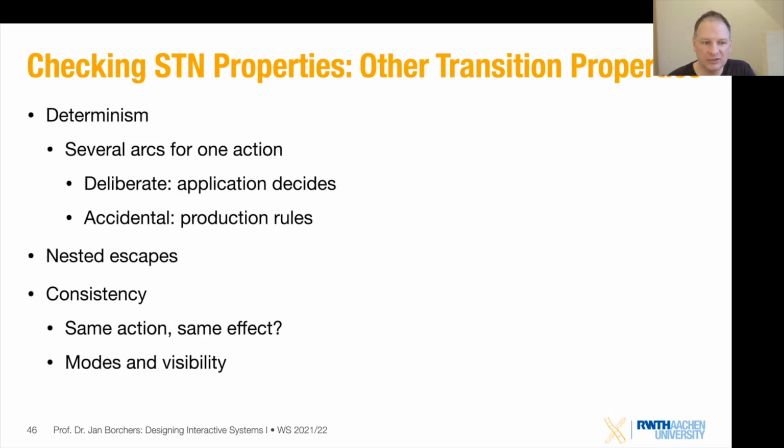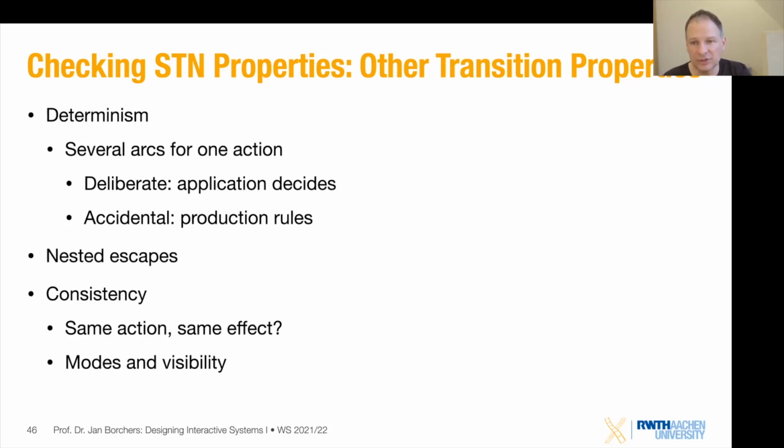Another thing you can test is what's called nested escapes. So nested escapes means if I press escape to, for example, get out of a state transition network, I can hop out into the parent state transition network, especially with hierarchical state transition networks. And that's something, again, that you can model quite nicely.